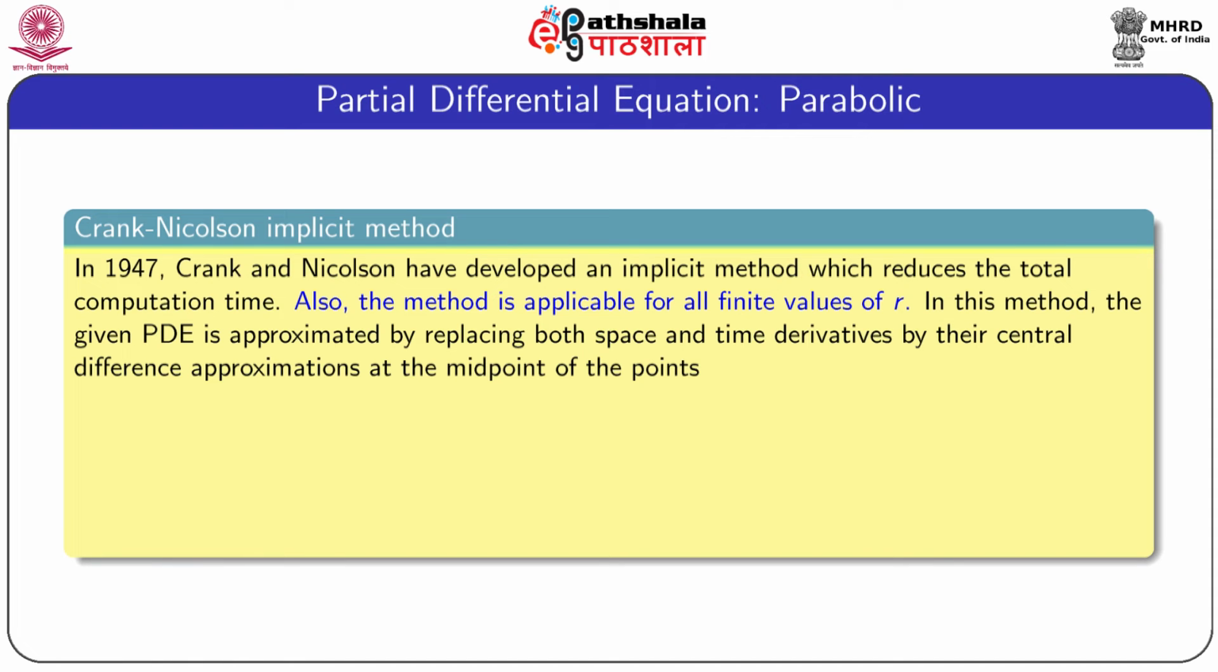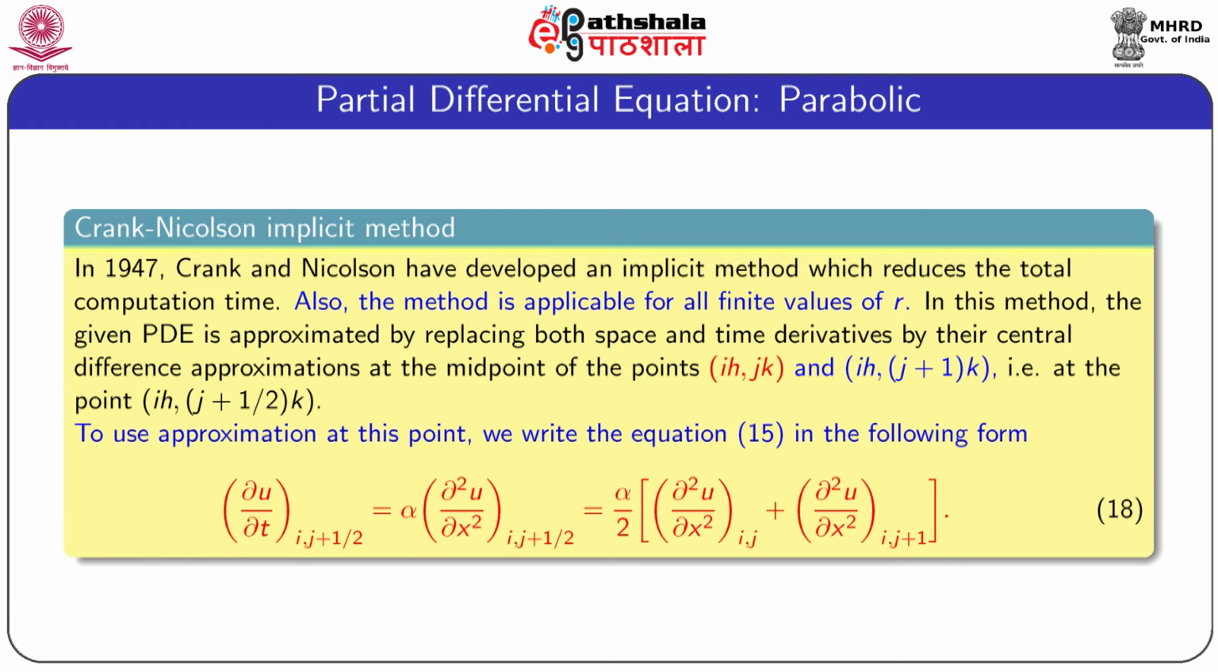In this method, the given PDE is approximated by replacing both space and time derivatives by their central difference approximation at the midpoint of the points ih, jk, that means the mesh point i,j, and ih, (j+1)k. That means at the point ih, (j+1/2)k. So, this is the middle point of these two mesh points. So, the right hand side of the equation is approximated at these 2 points.